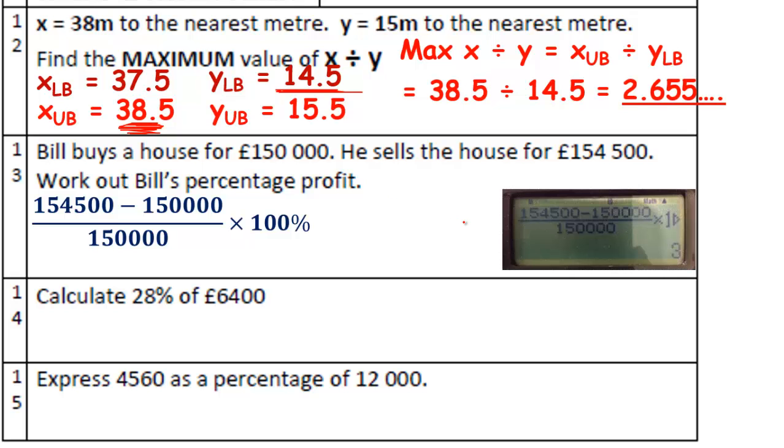When I pop that onto my calculator, that's what it should look like. There's some extra bits because the numbers are so big. His profit turns out to be 3%. Please, please, please make sure you are able to do this and try to understand this fully.